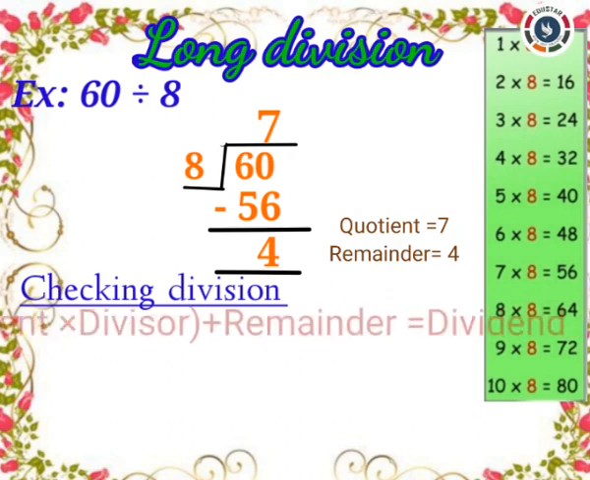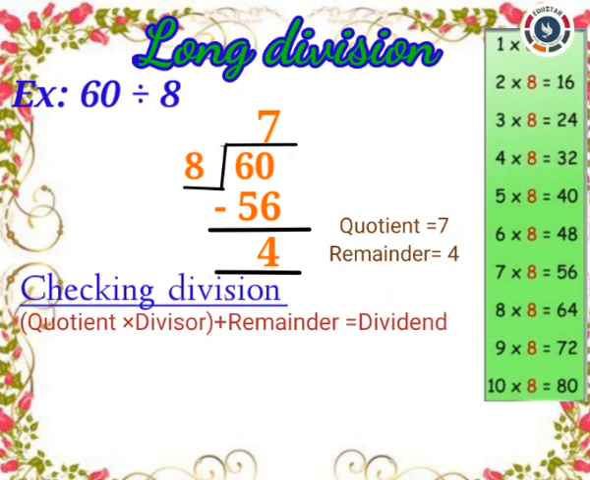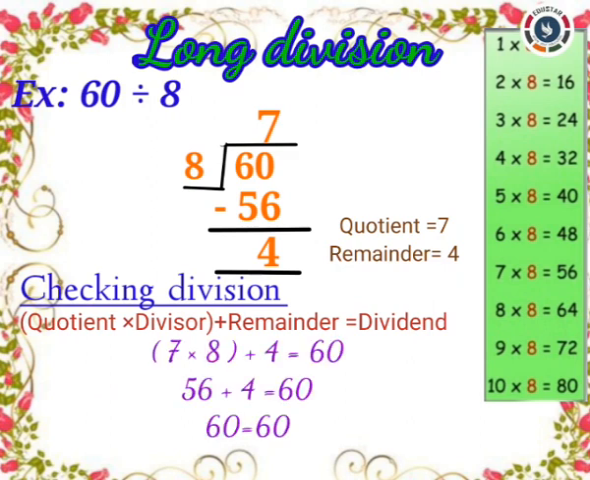Now check the answer. Quotient into divisor plus remainder is equal to dividend. That is 7 into 8 plus 4 is equal to 60. We know already 7 8's are 56. 56 plus 4 is equal to 60. 60 is equal to 60. Finally, our answer is correct.